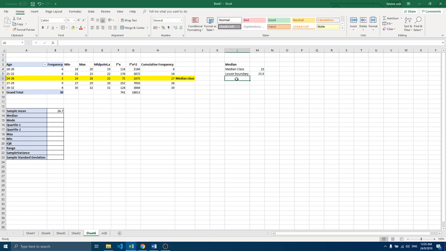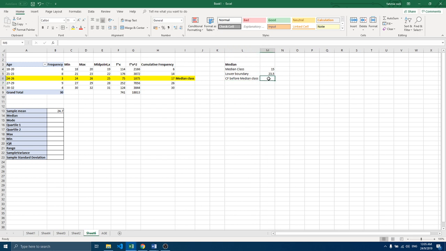And then you have to identify your cumulative frequency before your median class. CF for cumulative frequency before median class. So the cumulative frequency before your median class is 14. This is your median class, before the median class is 14. You can put here 14.